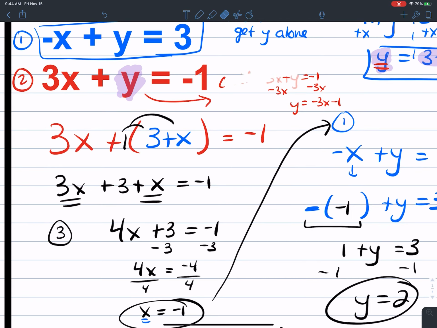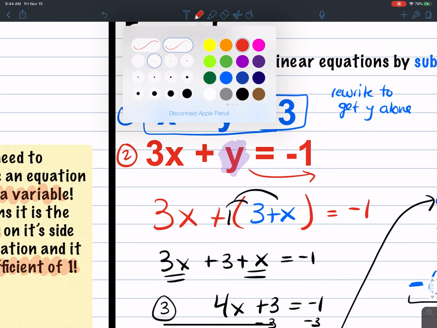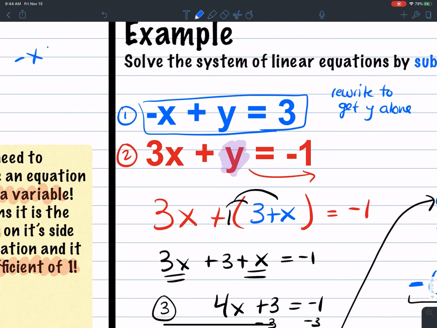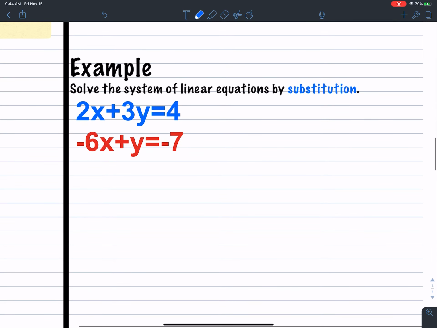So it doesn't matter what equation you're using to get alone, and it also doesn't matter what variable you're getting alone. So if I have -x plus y is equal to 3, I could rearrange this to see that y minus 3 is equal to x, and I could get x alone. It doesn't matter what variable you're getting alone, as long as one of them is alone, and you're plugging that into the other equation. So we'll do one more to summarize our work here.